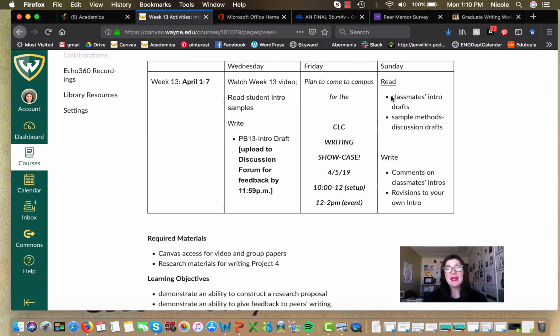And then by Sunday, you will have read your classmates' drafts, given them feedback. Maybe you'll even look at the sample methods and discussion sections in the student samples that are available on Canvas and make any additional revisions that you need to your intro. Nothing, as you can see, is fixedly due on Sunday, aside from making sure that you've done your peer review. Because here, our project builder is writing the intro itself and revising it based on our friends' feedback.